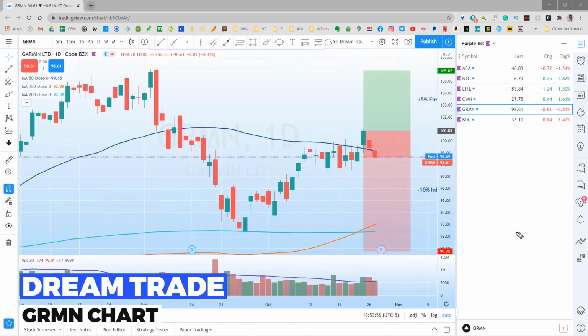Last week's Dream Trade was Garmin Limited or GRMN. It gave us this buy signal on Friday with a nice volume spike right here. So I bought it. My stop loss is 90.75. My first target is 105.87.